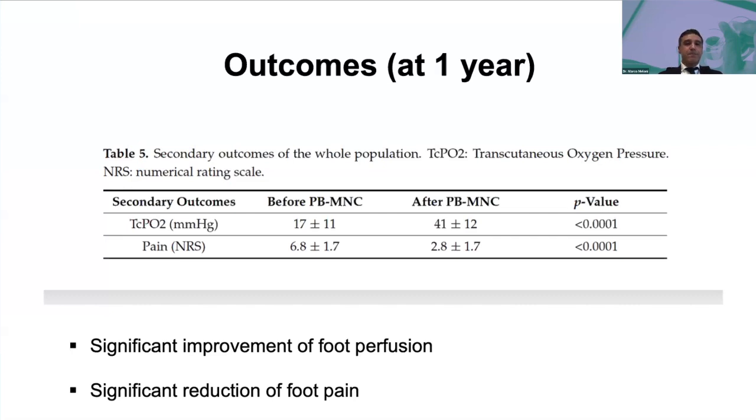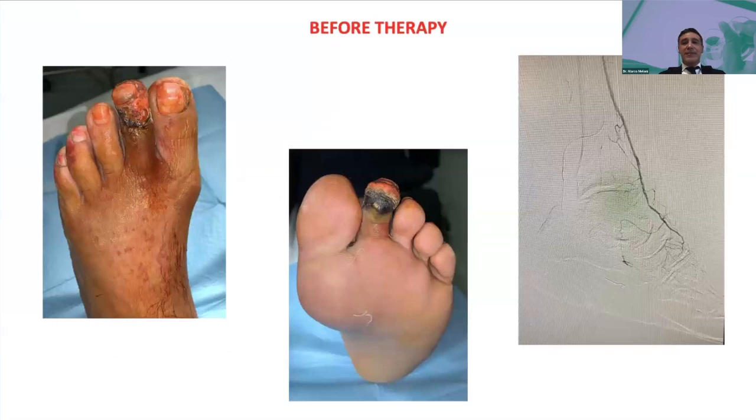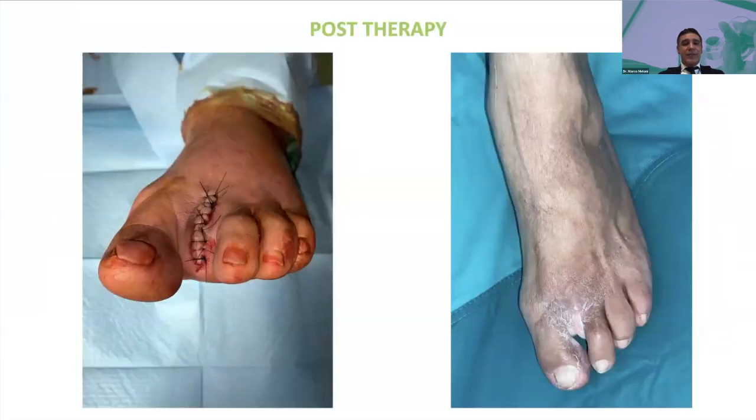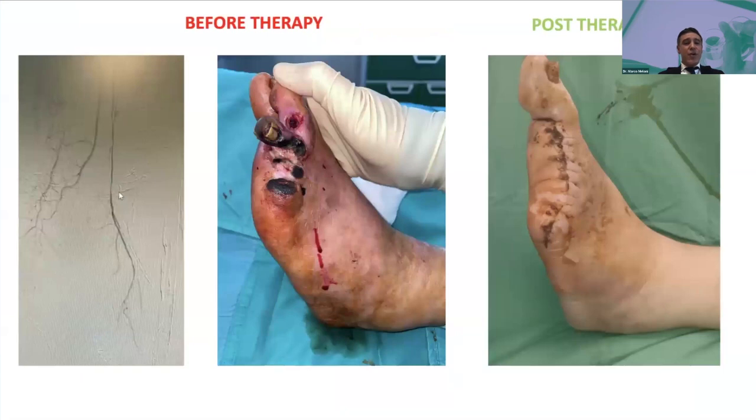Here you can see some clinical cases, a patient with the gangrene of the second toe, without any vessel from the tarsal area, the base of the metatarsal area. Here you can see after regenerative therapy, we performed the surgical curative treatment with amputation of the second toe at total healing. Another patient with no vessel from the metatarsal area to the digital arteries. We performed a minor transmetatarsal amputation at total healing, complete wound healing.